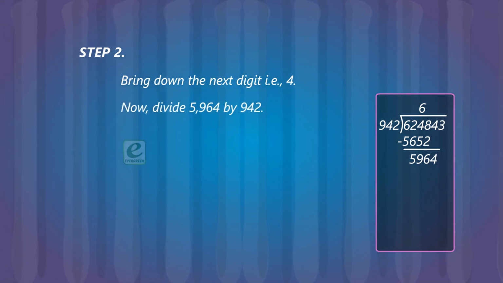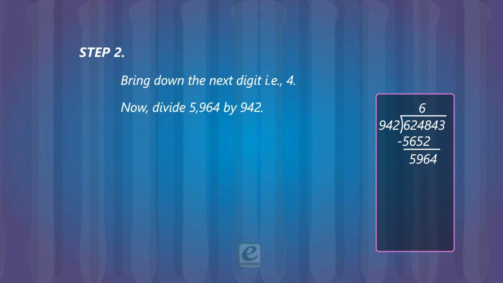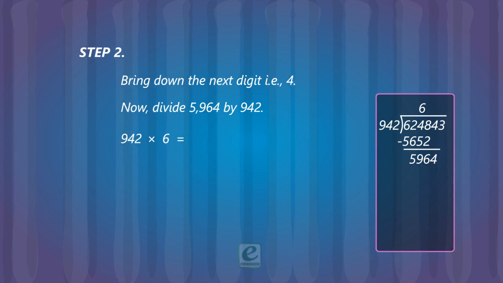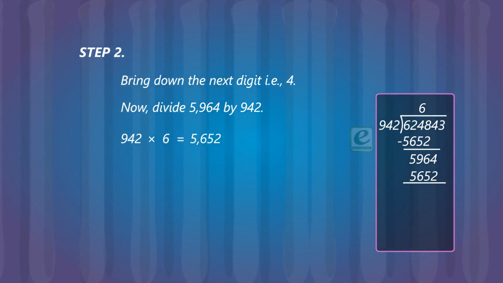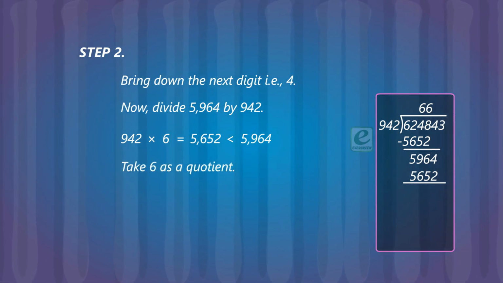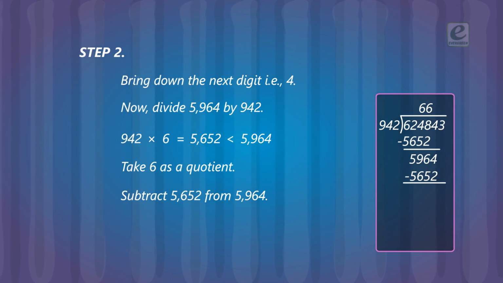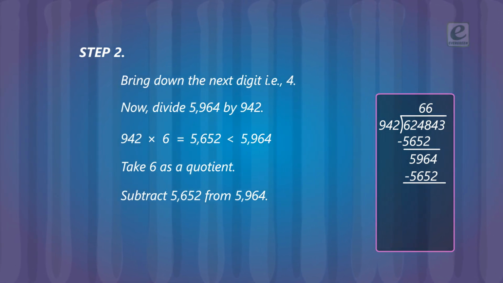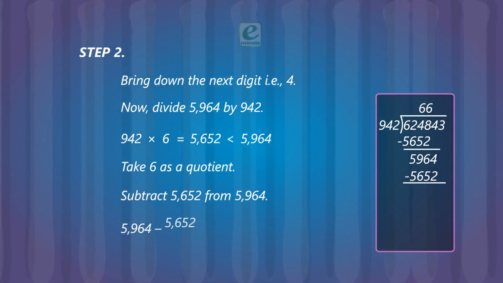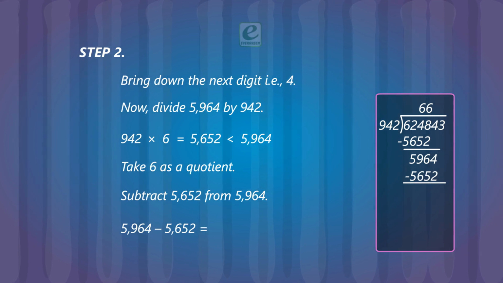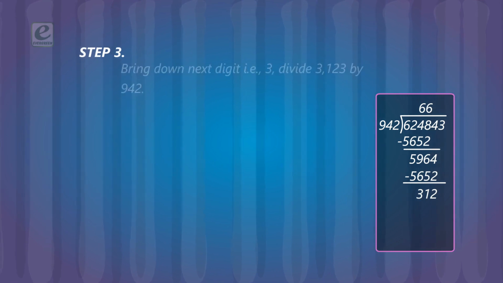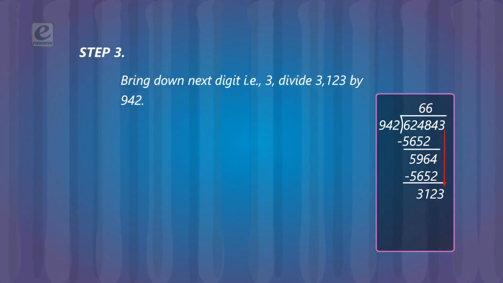Now, divide 5,964 by 942. 942 into 6 is equal to 5,652, which is less than 5,964. Take 6 as a quotient. Subtract 5,652 from 5,964. 5,964 minus 5,652 is equal to 312. Step 3. Bring down the next digit, that is 3.